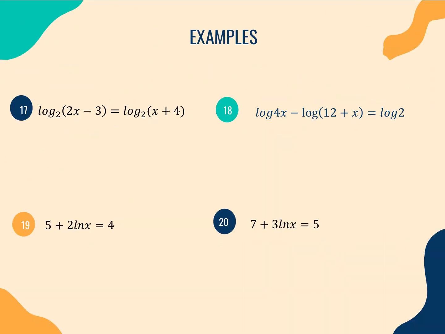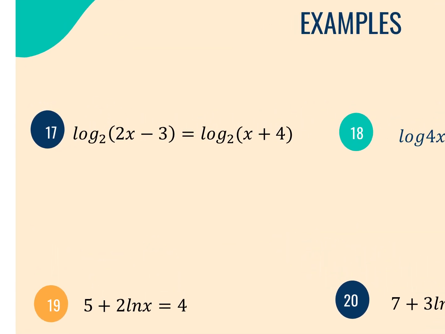All right, let's try this page now. Same exact thing here. Nothing special at all. I have a log base 2 equals a log base 2, so I'm going to cancel them out. And then you're just left with 2x minus 3 equals x plus 4. We can just solve for x very easily. Whoa, I'm kind of jumping ahead there. Hold on. Plus 3, minus x, and then we get x equals 7.